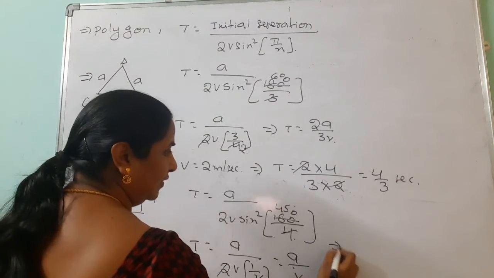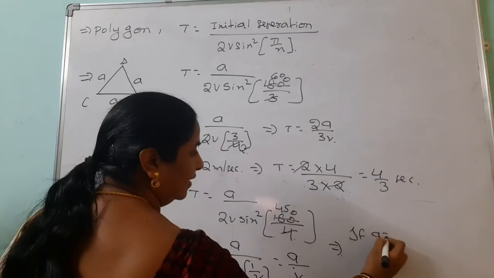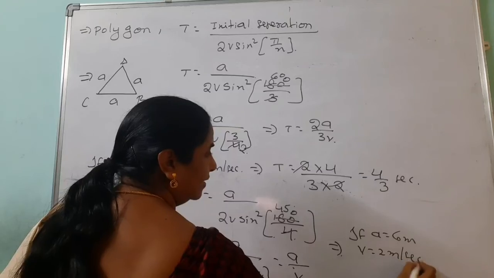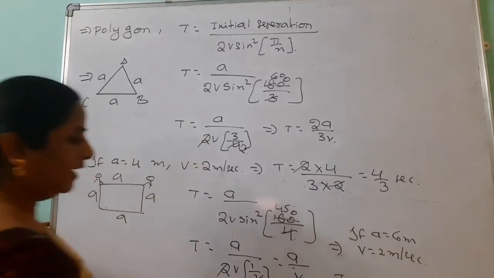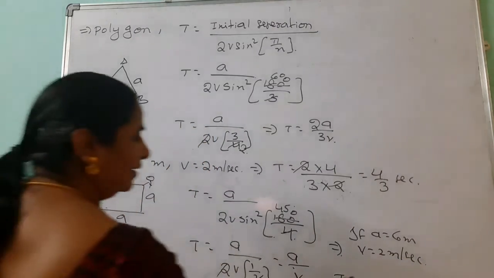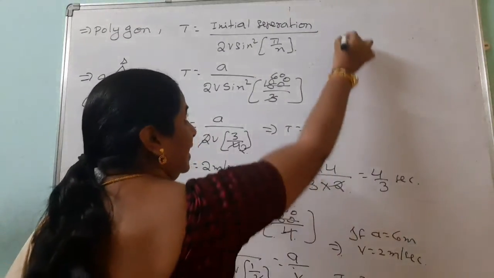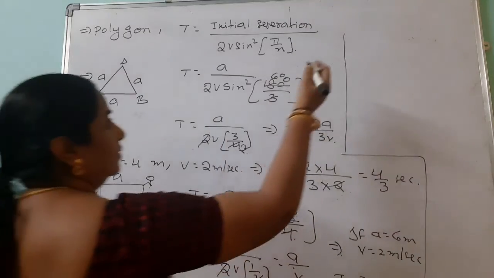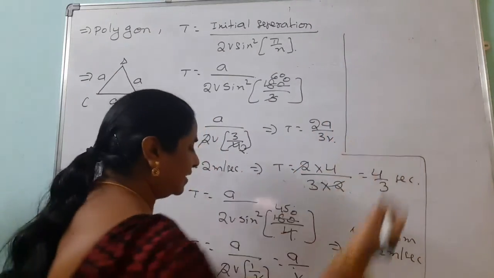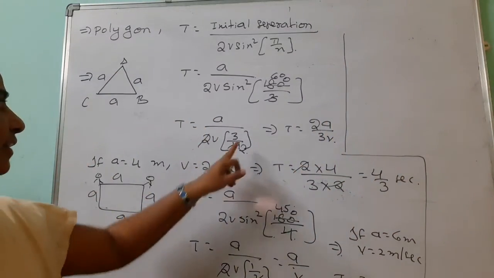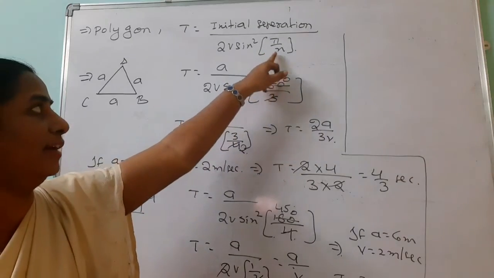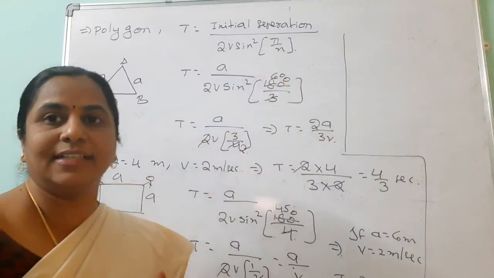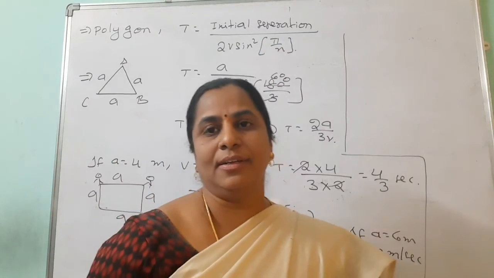One example also we are taking. Here A equals 6 meters, V equals 2 meters per second. In this case, how much time will it take? T equals A by V, 3 seconds. Like that we can go for a pentagon also, 5 sides are there. Instead of n we take 5. Suppose it is a hexagon, we can take 6, like that. Like that we can deal with relative motion problems.